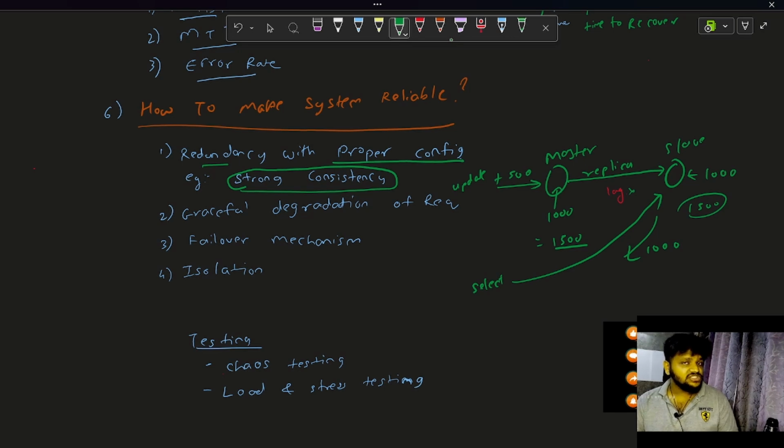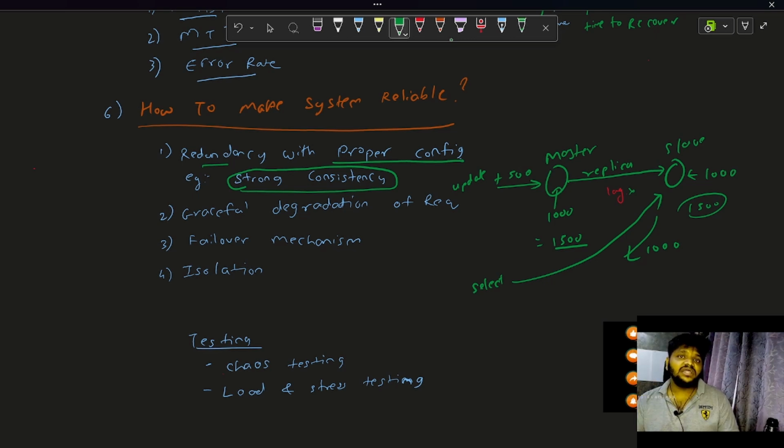So redundancy alone is not enough. Redundancy with the proper config with strong consistency is of utmost importance if we want to build a reliable system. Majorly in transactional systems, we want availability plus we want reliability. That's the reason strong consistency is preferred. That's the reason ACID properties are preferred, and that is how redundancy is achieved, and that is how reliability is achieved. Then the second thing is graceful degradation.